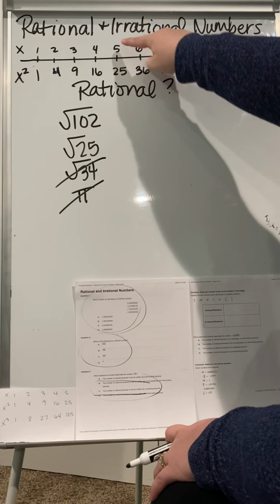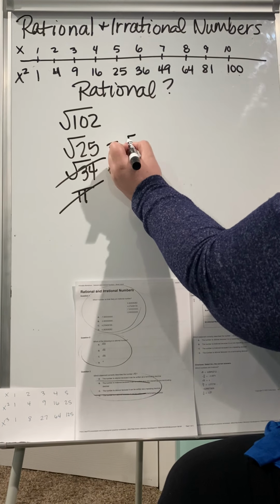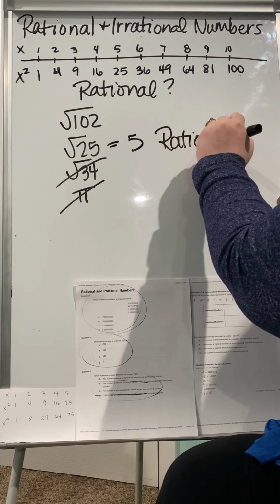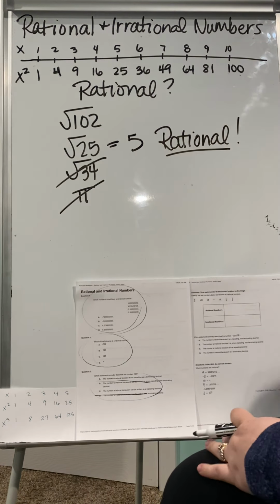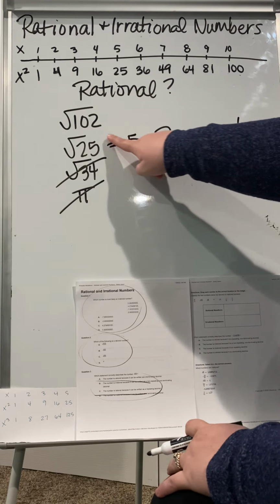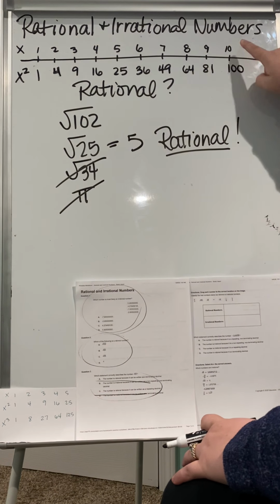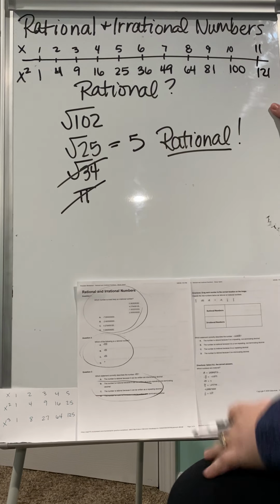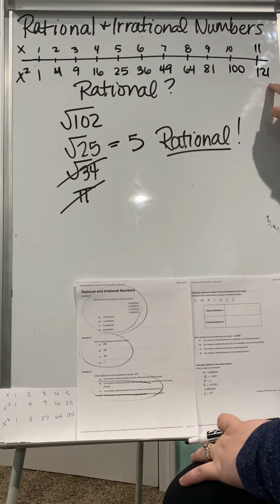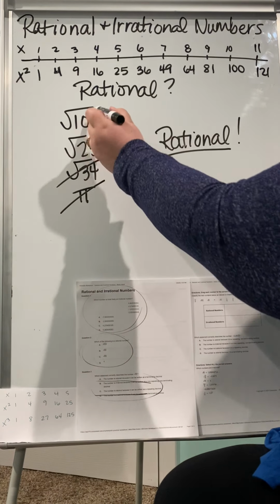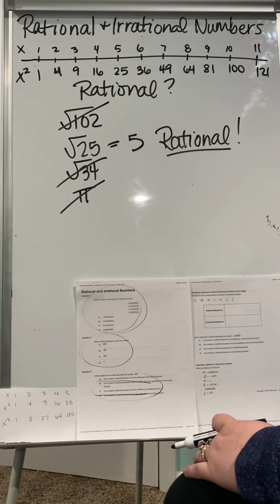What about 25? The square root of 25 is 5. 5 is a rational number. It is a terminating decimal that can be written as a fraction. If we want to eliminate this last one, 11 would be our next number up here. 11 squared is 121. So 102 is not on my number line. That means the square root of 102 is irrational.